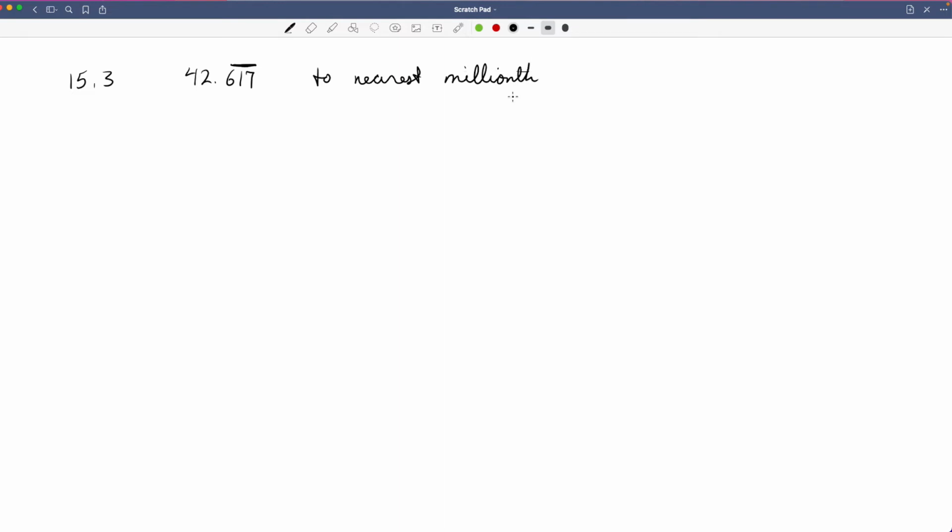All right, so first what we need to do is write this repeating until it's past the millionth place. So I'm just going to write it 3 times just to make sure that I know it is past the millionth place in the decimal system. So I've just repeated 617, 617, 617 for a while. Now I'm going to figure out where my millionth place is.